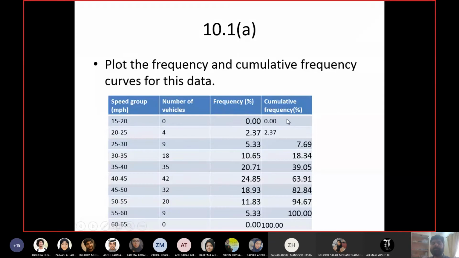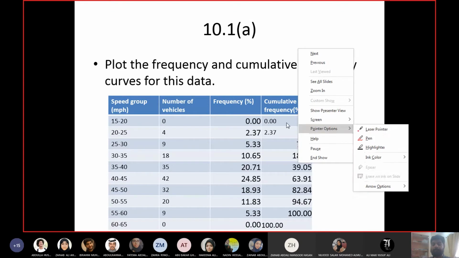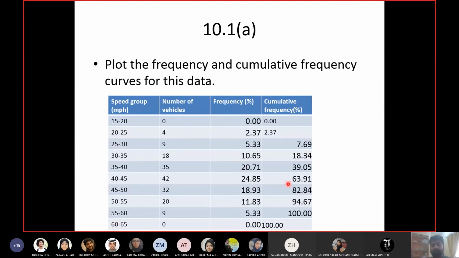Then for cumulative, you take the frequency of that group and add it to the previous one. So the first value is 0. The second value is 0 plus 2.37, so 2.37. The third value is 2.37 plus 5.33, so 7.69. And the fourth value is 7.69 plus 10.65, so 18.34. And so on. So now you have the frequency and cumulative frequency.